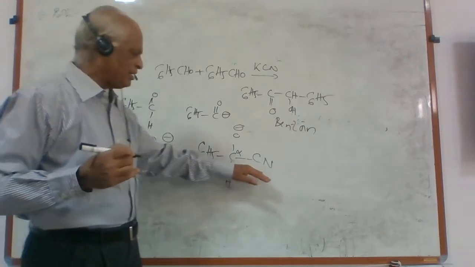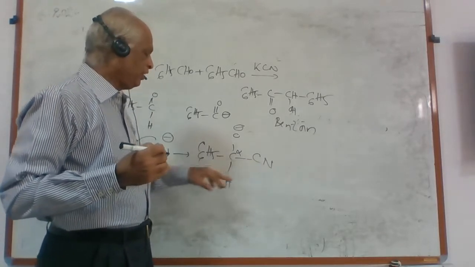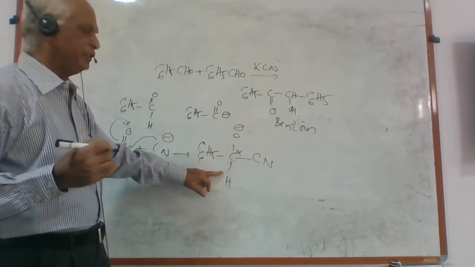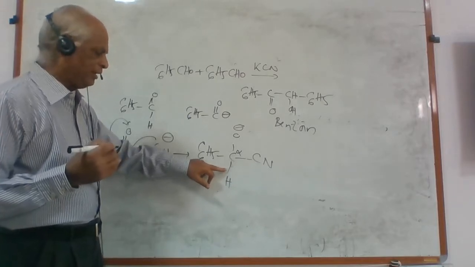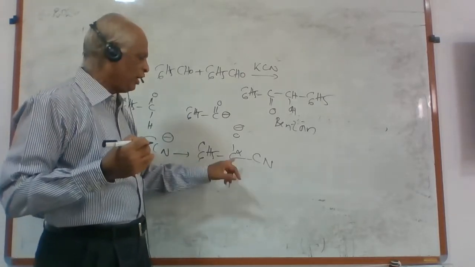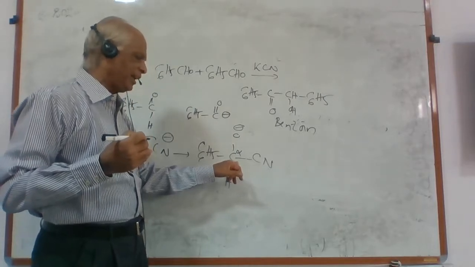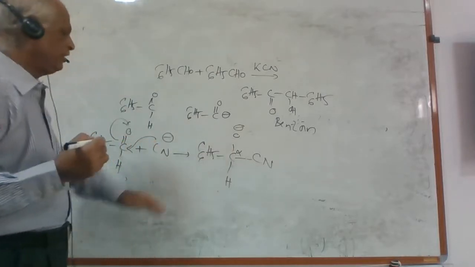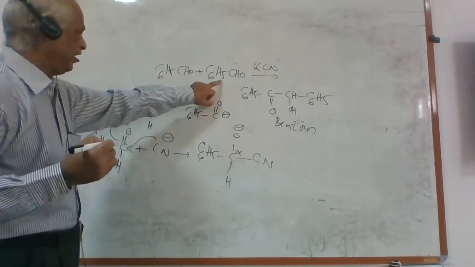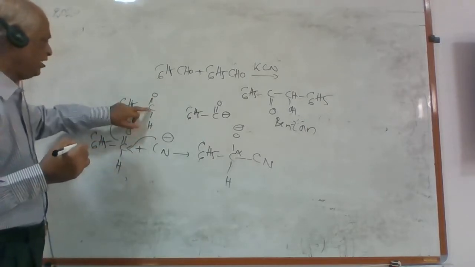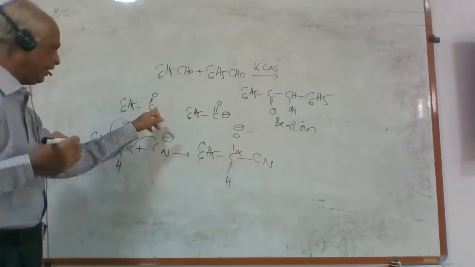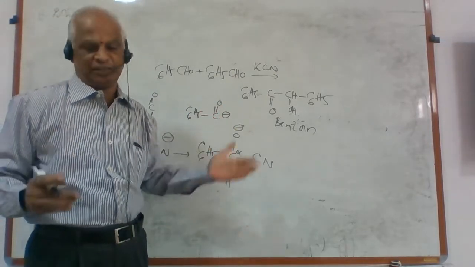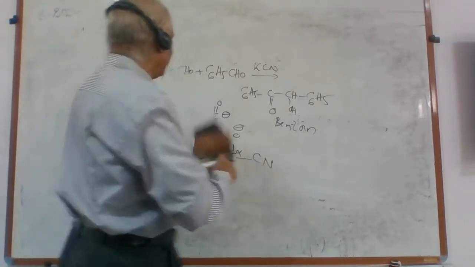What happens? Because the CN group is an electron withdrawing group, the hydrogen on the alpha carbon becomes relatively acidic in nature. Therefore, there is every possibility that this hydrogen can be removed as a proton. You can generate a carbanion here. So that is the possibility of generation of a carbanion in this reaction. Next, the generated carbanion can attack the second molecule of benzaldehyde like this. The polarized C double bond O carbon can be attacked by the carbanion. So this is the way how the mechanism of this reaction takes place. Now let us see the total mechanism of this reaction.